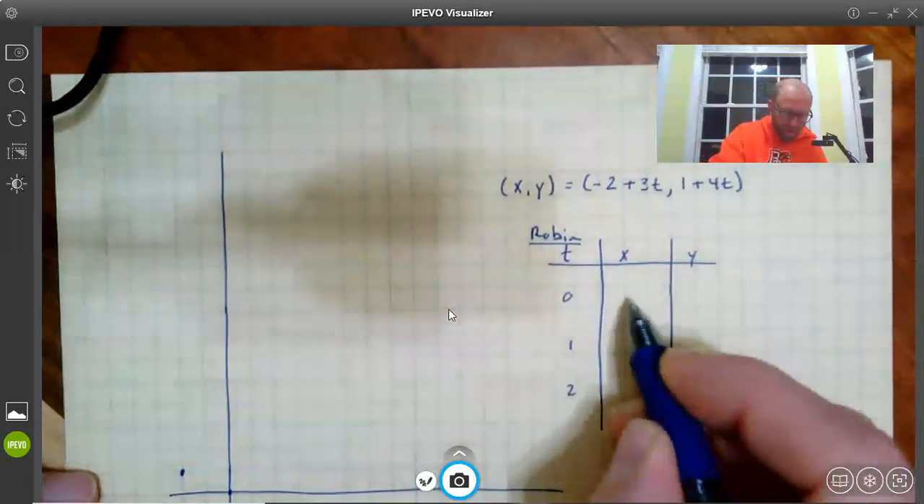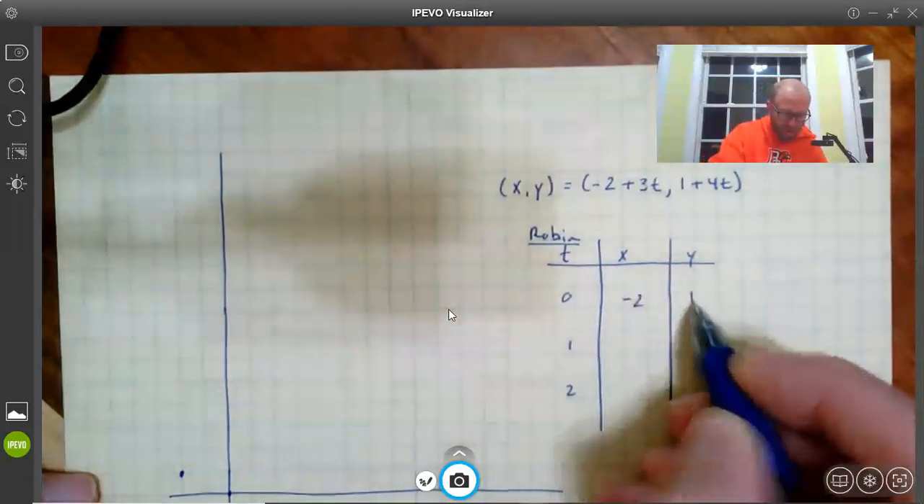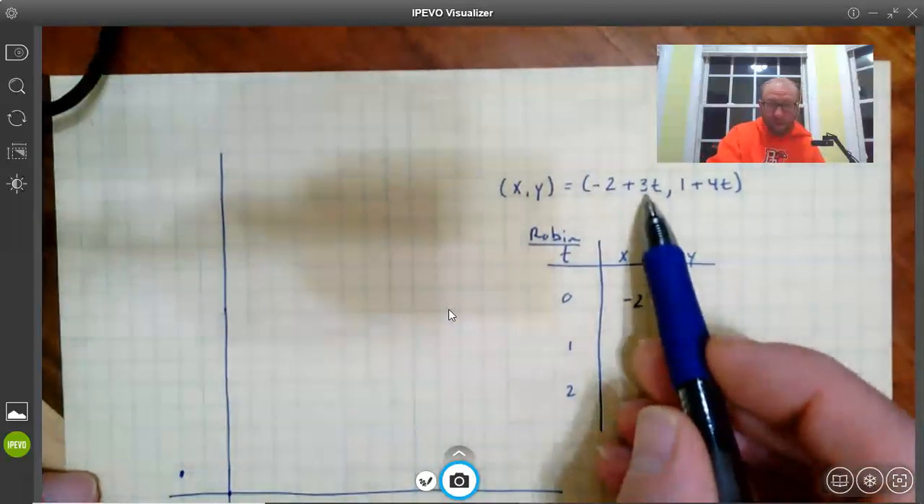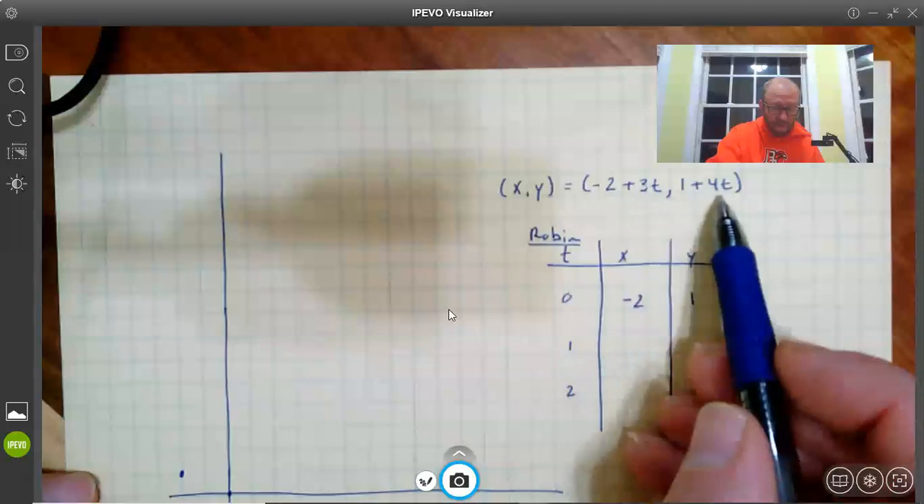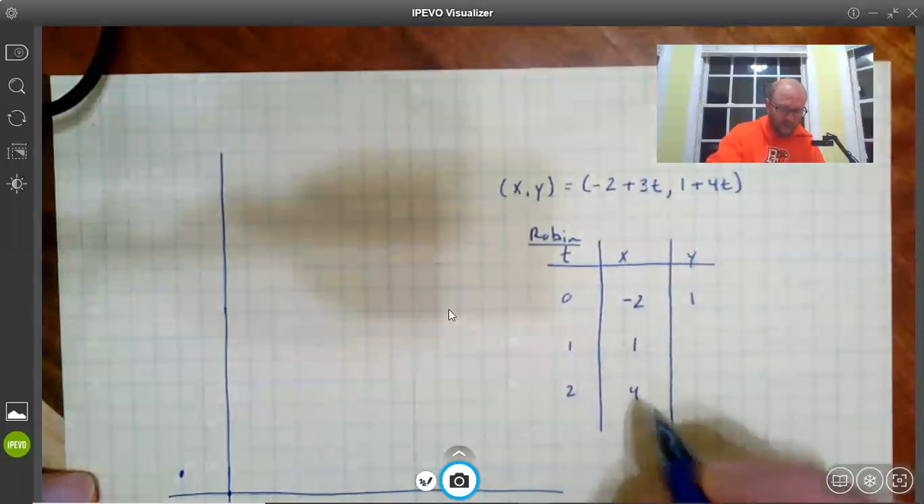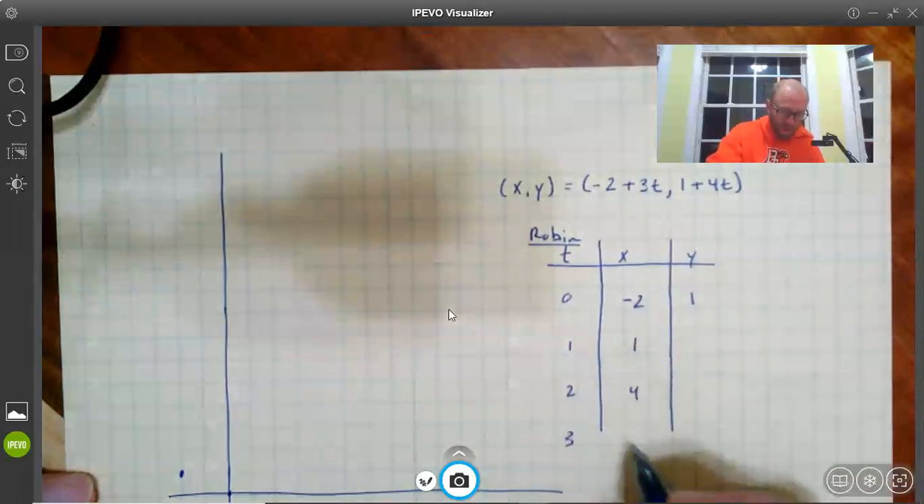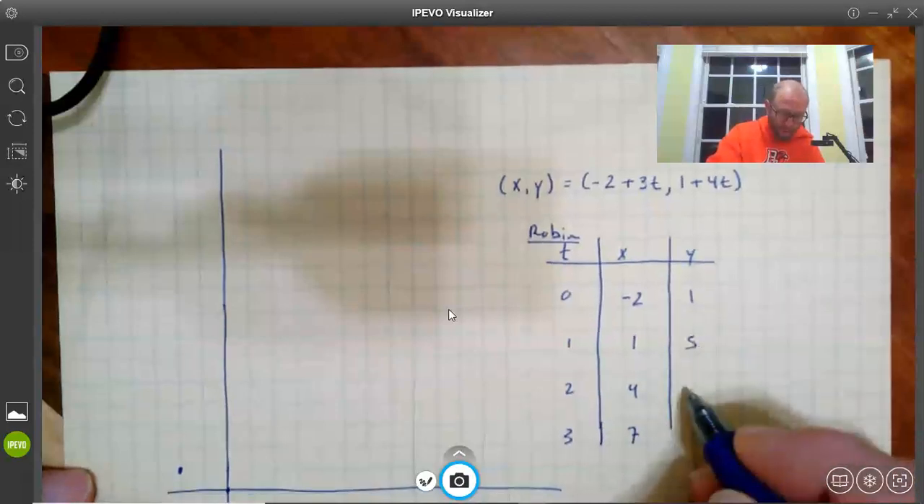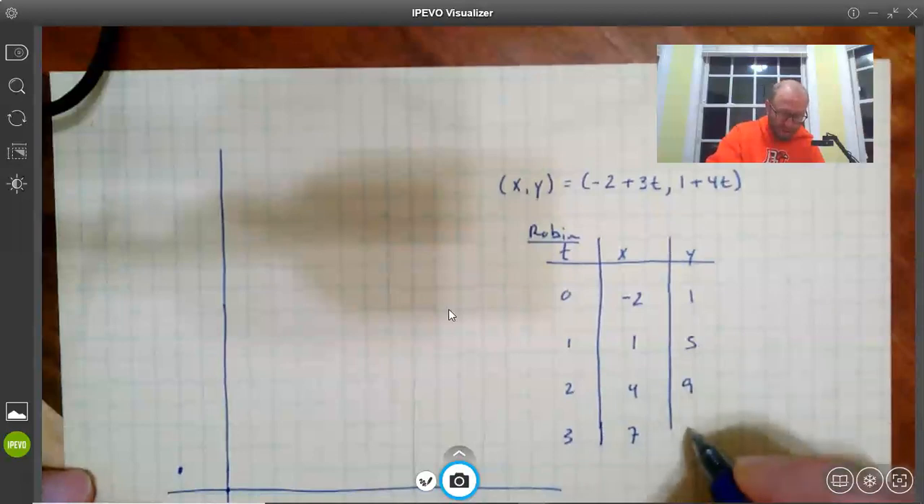She starts out at (-2, 1), and then she's increasing every hour 3 units in the x direction, 4 in the y direction. So 3 units would be +1, and then let's add another one here, 7. And she's increasing 4 units in the y direction, so that's going to be 5, 9, 13, and so on.